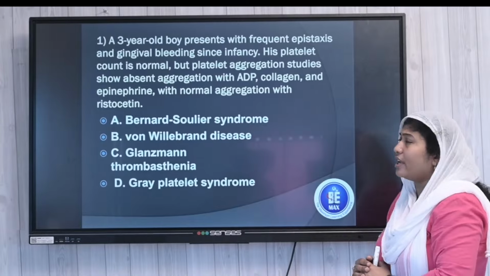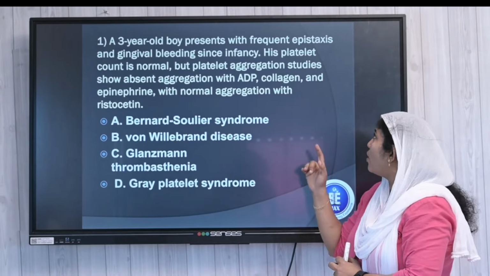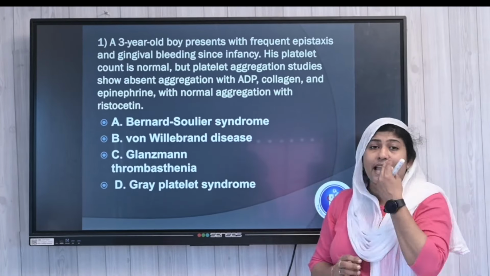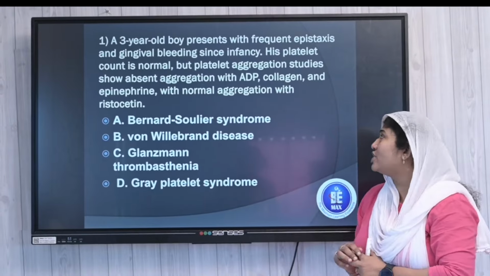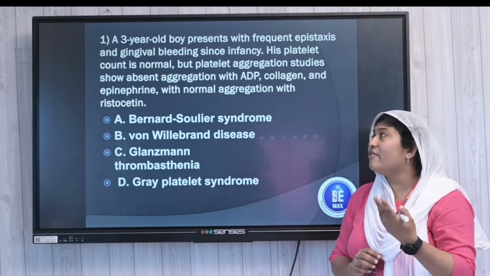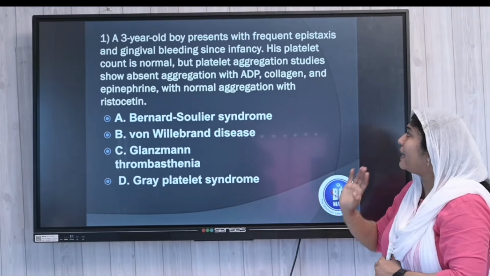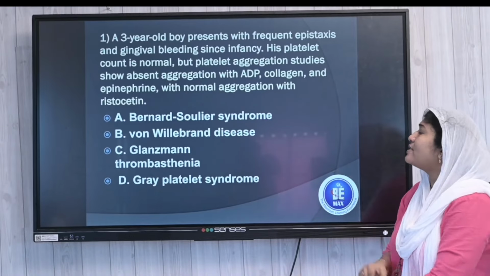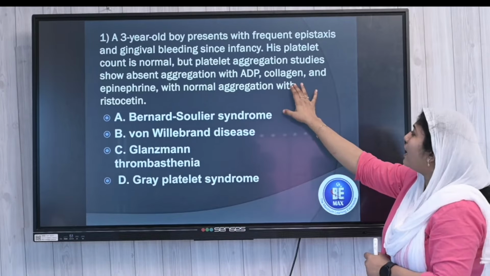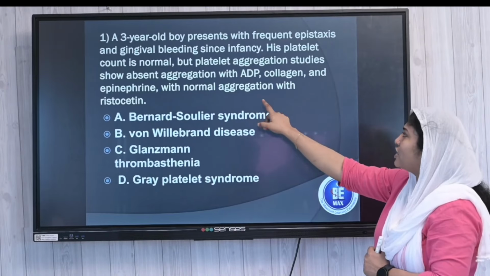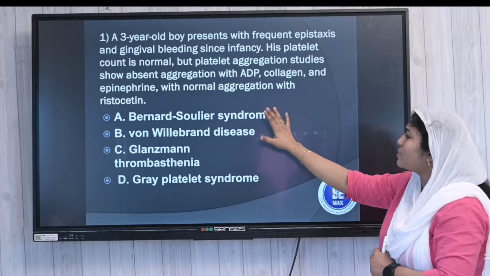See the condition: a 3-year-old baby boy with epistaxis, that is nasal bleeding, and gum or gingival bleeding from very early infancy. Now the baby is 3 years old. His platelet count is fine but the aggregation study shows absent aggregation with ADP, collagen and epinephrine, but the aggregation with ristocetin is normal.